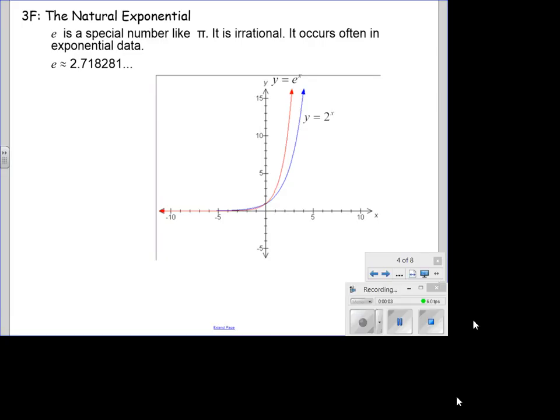Hi IB, we're going to go ahead into 3F, which is our last topic for this chapter, and that is our natural exponential. We have been looking over the last couple days on what exponential growth and decay look like and how to graph them.